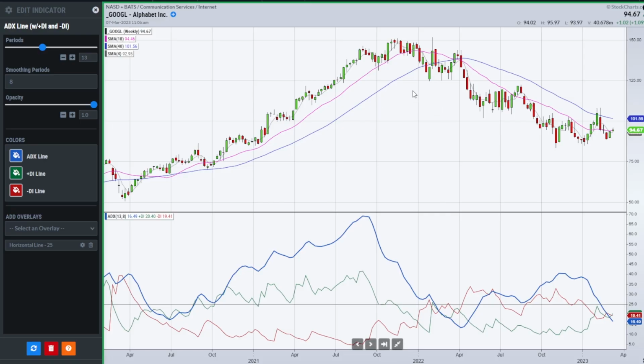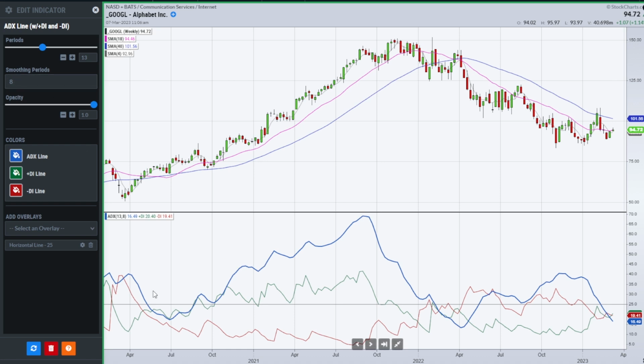I've got a weekly chart of Alphabet up, and I've got the 18 and 40 overlaid on the price chart. Underneath, I took out the MACD because I want to focus in on the ADX line. I left this open on the side because I want to show you, first of all, that I'm using a 13 DI. For the DI lines, I'm using a 13 setting. And for the smoothing, which really is the ADX, that blue line, I'm using an 8.